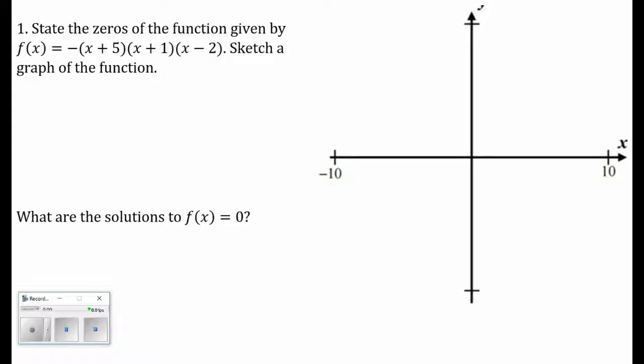Number 1, state the zeros of the function given by f of x equals negative x plus 5 times x plus 1 times x minus 2. Sketch a graph of this function. So to find the zeros, I'm going to figure out when does this function equal 0.